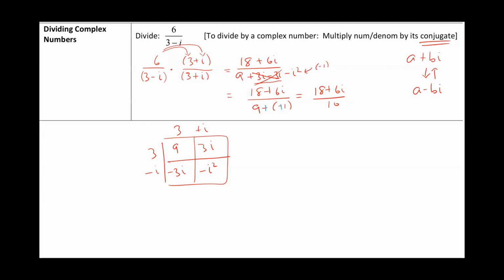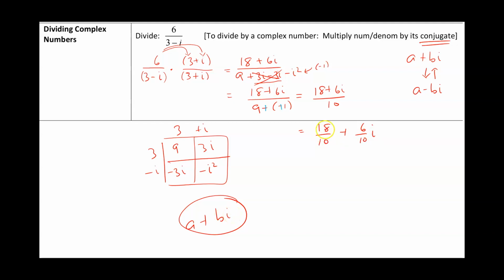Now lastly, remember our standard form is a plus bi, which means the real part and the imaginary part have to be written separately. So we are going to write this as 18 over 10 plus 6 over 10i. So now we have the a plus bi.